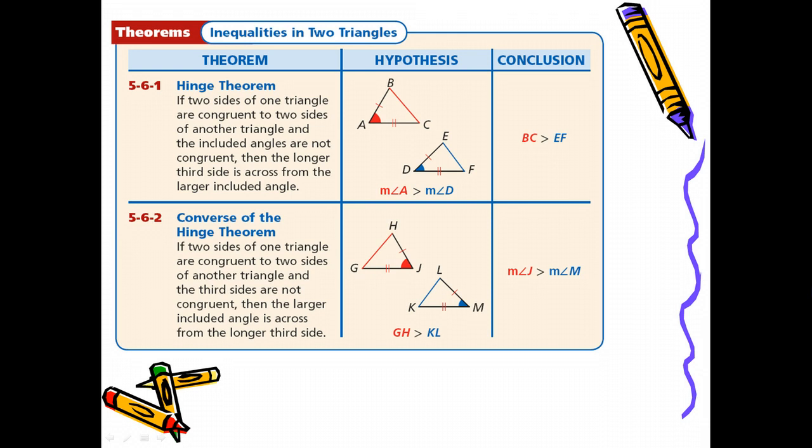Conversely, if we know that two sides of two triangles are congruent but the third sides are not, then the larger angle will be across from the larger side. So in this case, we're told that GH is greater than KL. From the converse of the hinge theorem, we can say that the measure of angle J is greater than the measure of angle M.